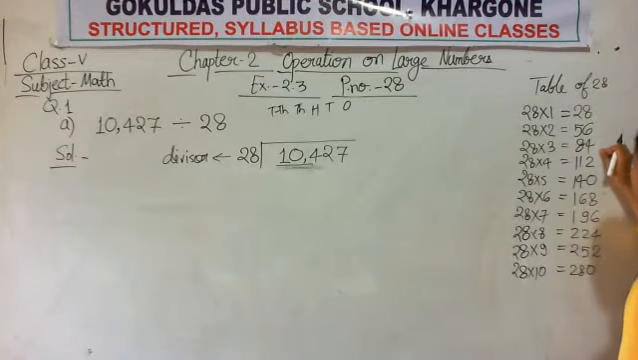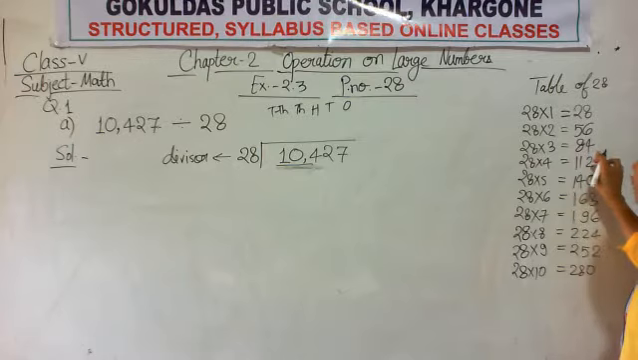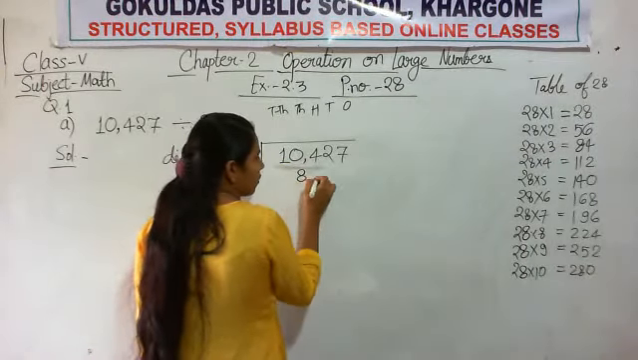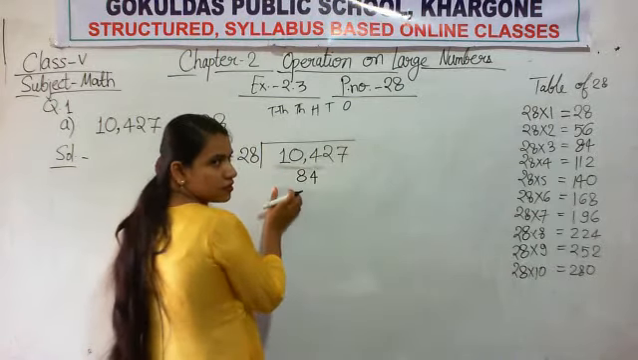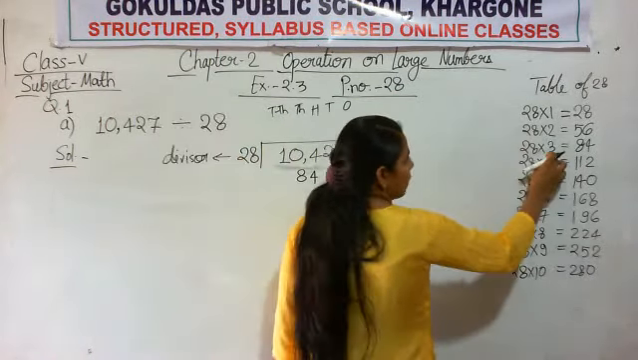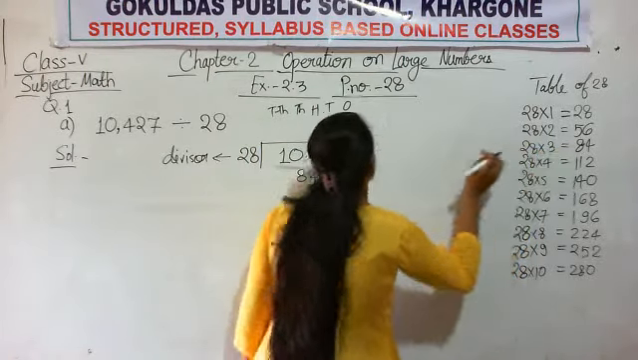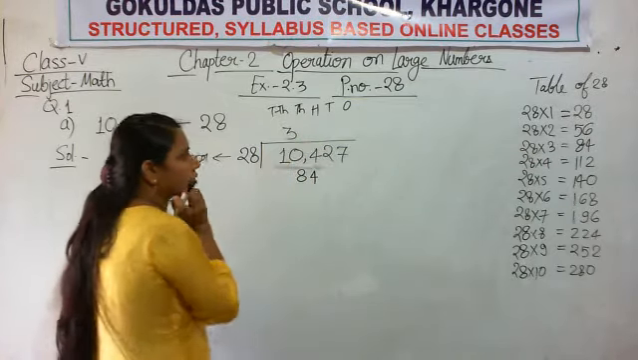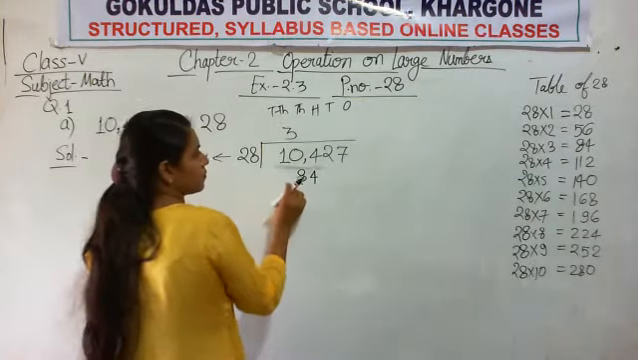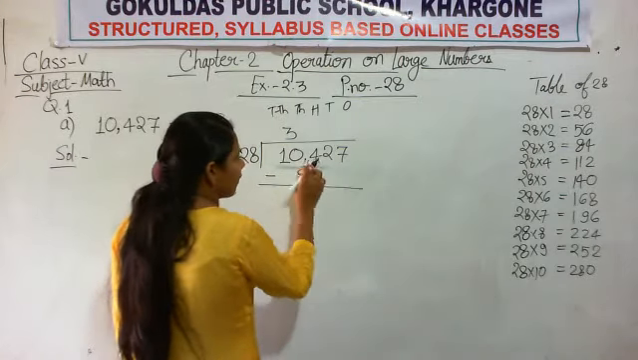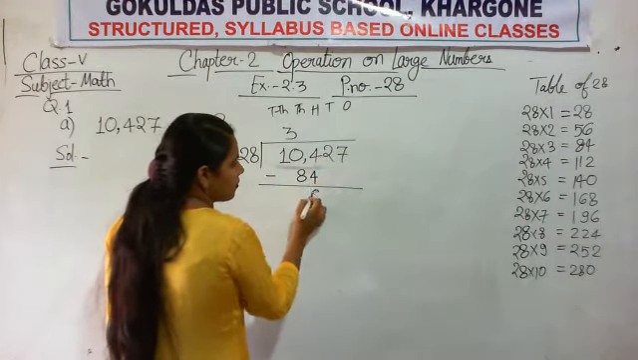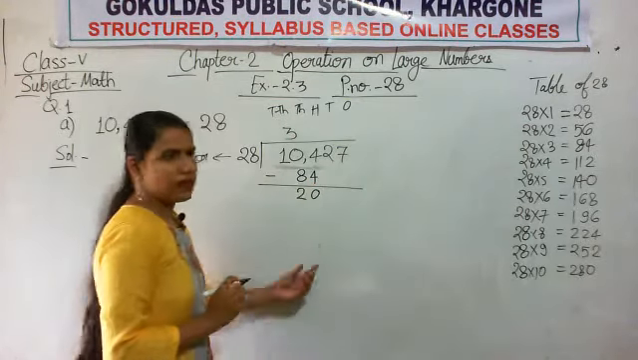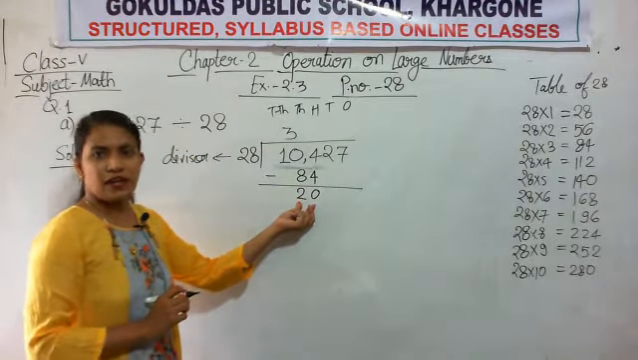The smaller number than 104 is 84. So put 84 column wise. In how many times do we get 84? 28 into 3, in 3 times. So write 3 over here. Now subtract this 84 from 104. 4 minus 4 is 0. 10 minus 8 is 2. So 20 is left over here.